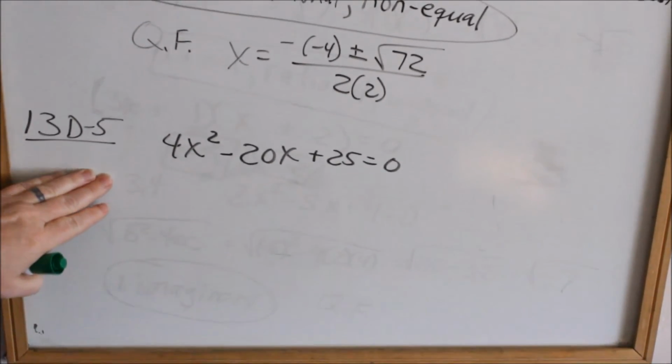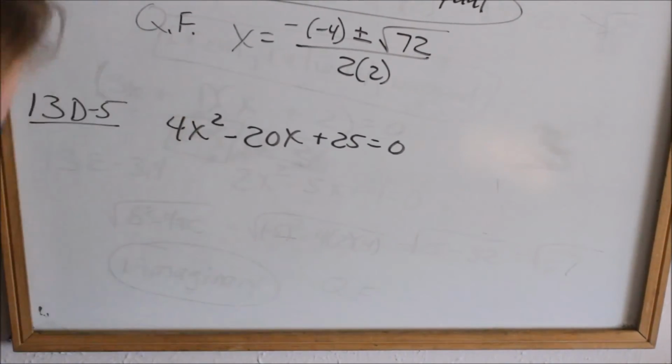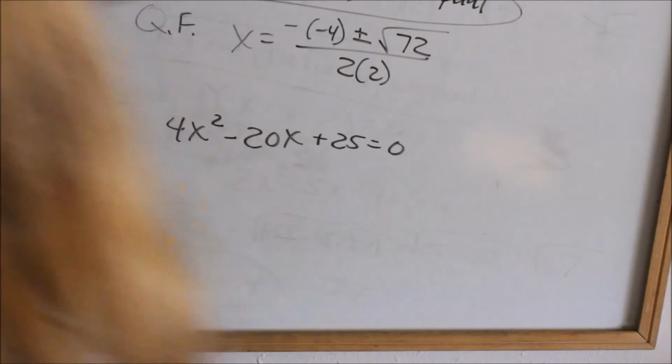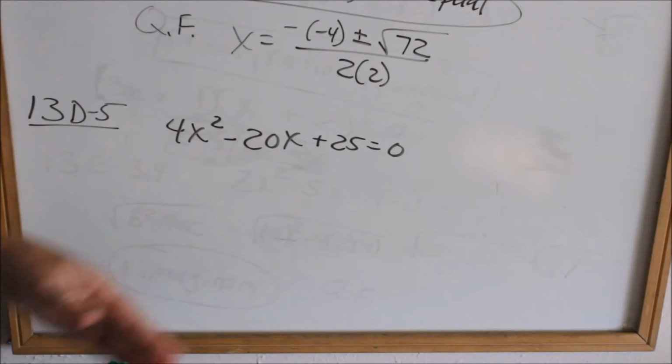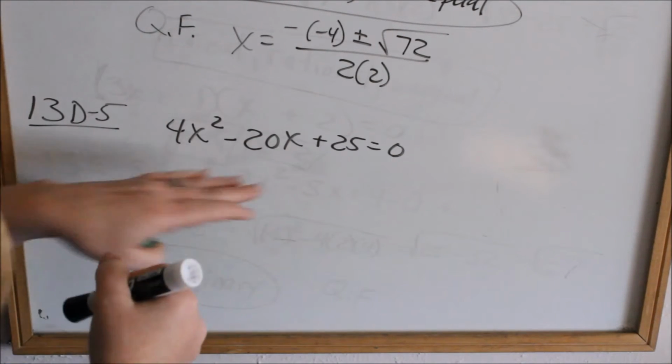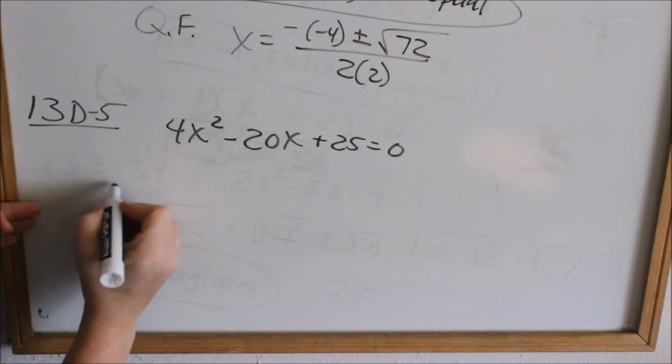Alright, let's look at 13D, number 5. So far we've looked at how the discriminant can show you if your solution is real and rational, or real and irrational, and imaginary. So this one will be the special case that I was talking about. But you don't have to look at it ahead of time, just use your discriminant to look at it.